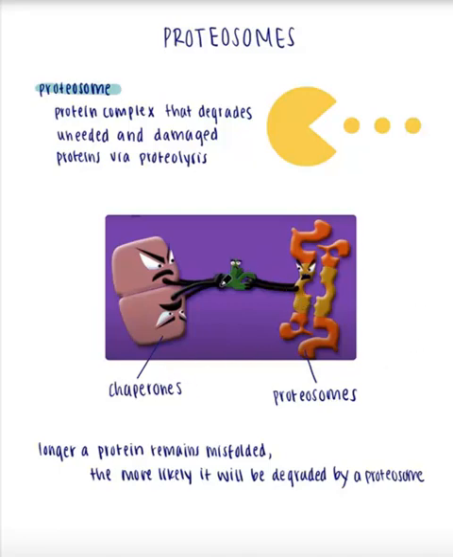And so what's going to happen is when we have a misfolded protein, the chaperones and the proteasomes are actually going to kind of like fight over it. And so the longer a protein remains misfolded, meaning that maybe the chaperones haven't gotten around to it and it hasn't been refolded properly, the more likely it's going to get caught by a proteasome and then be completely degraded. And this is better than it existing and forming those aggregates that would lead to diseases.